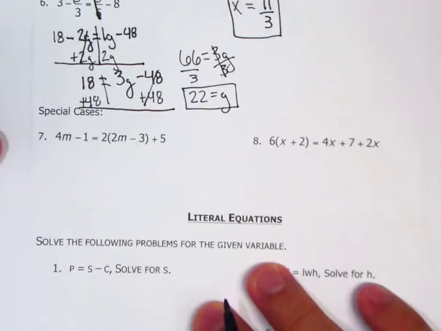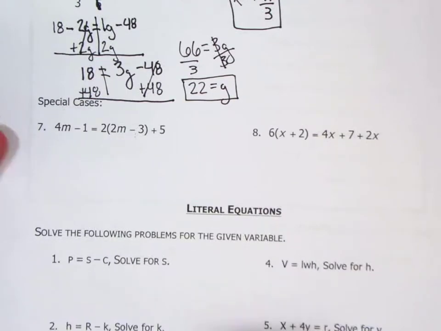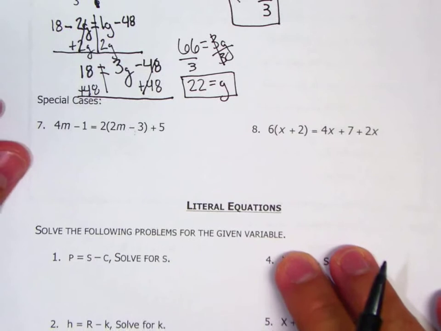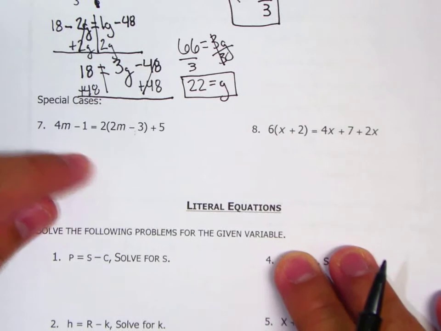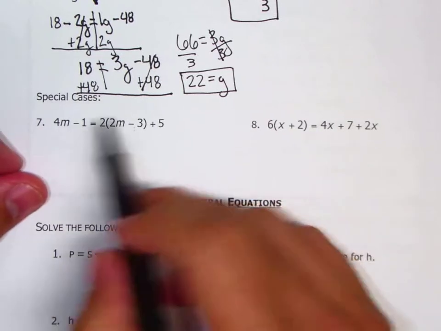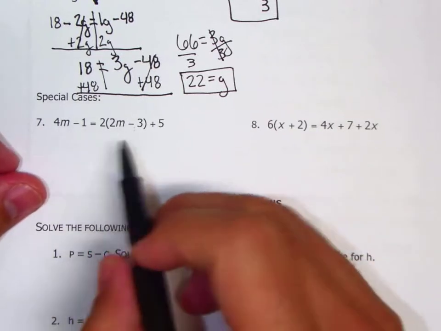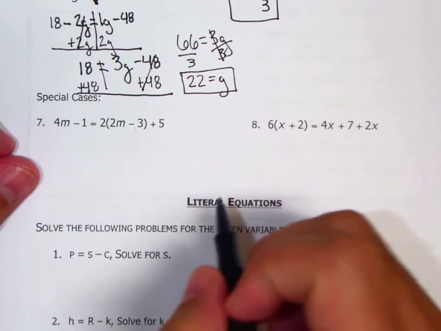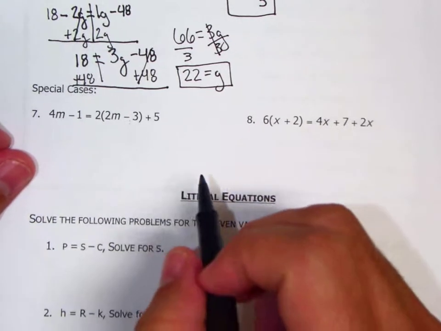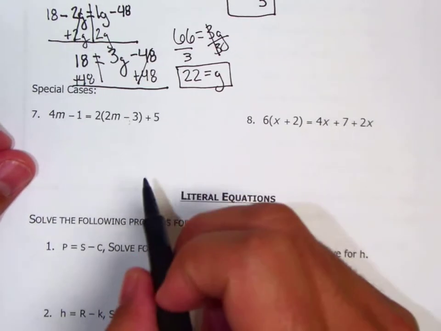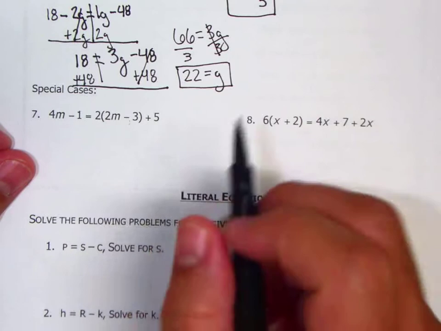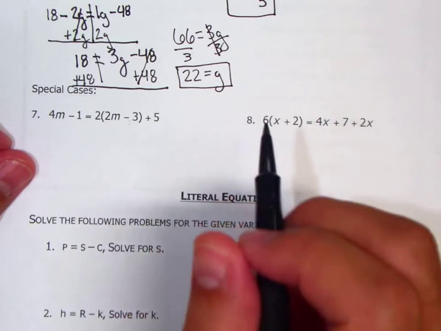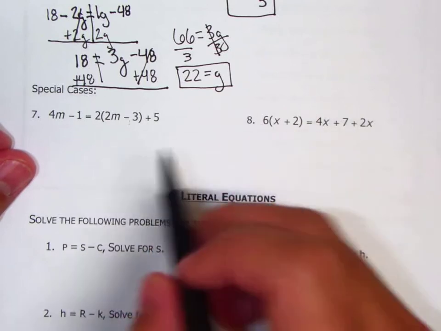For number 7 and 8, I'm not going to do the entire problem. I'm going to abbreviate it. And I'm going to do some of the work here, and I'm just going to show you what you're going to get. Number 7 and number 8 are special cases, which means that your answer is going to be a special answer. And you'll see what I mean.